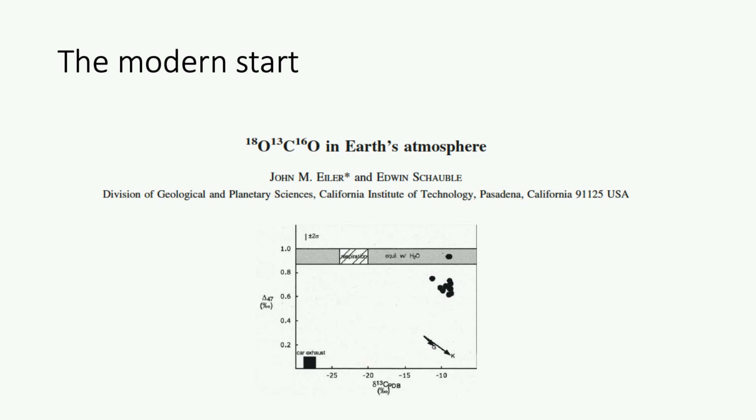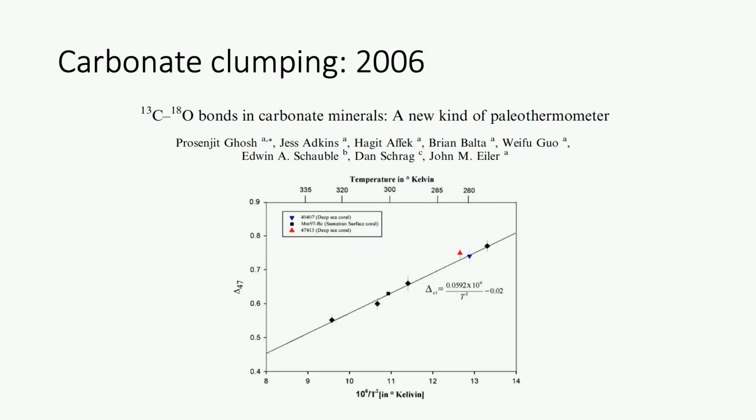But the real push of this is in 2006, when carbonate clumping really was starting to be done. And this is an early determination of the equilibrium constant, or the clumping content, of carbonates where things were grown, or you have natural materials, corals, that seem to fall on the same line.